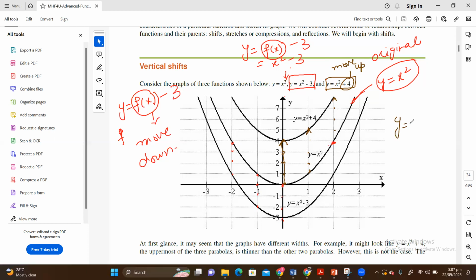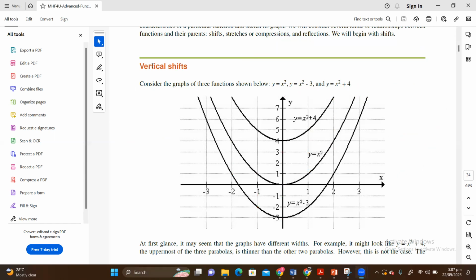So this is y is equal to f of x plus or minus k. In the case of something adding in the function, we need to move upwards. Something subtracting from the function, we need to move downwards. Got it? Yes. Okay. Can I move on? Yes.